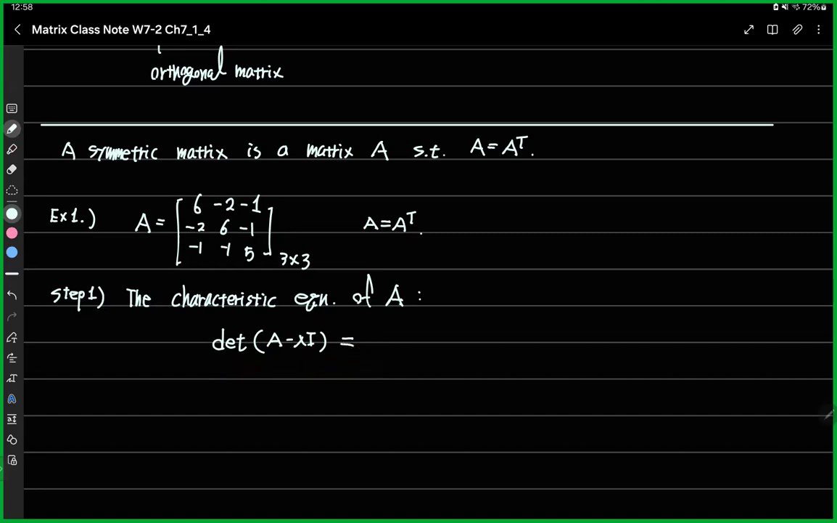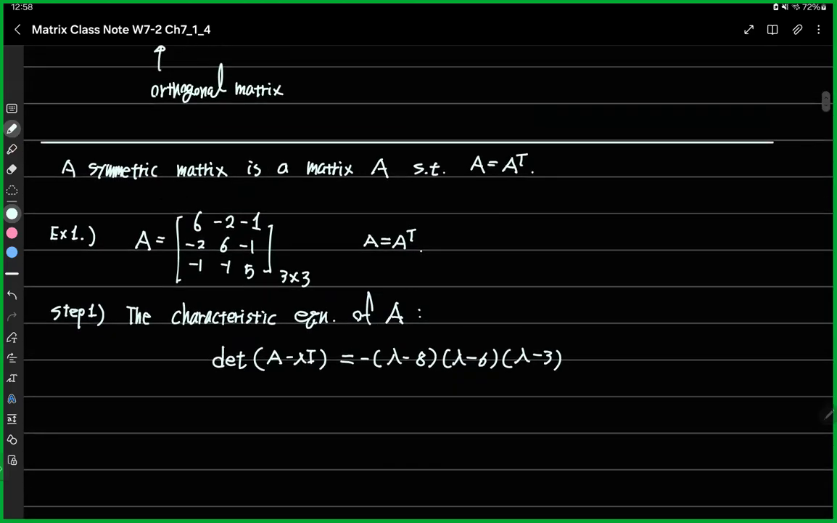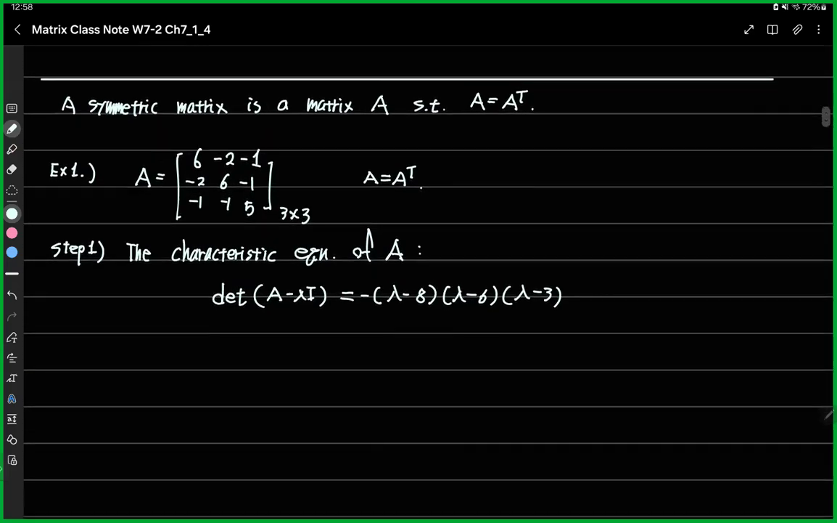Let me use cofactor expansion, but let me skip the process. You're going to get minus, lambda minus 8, lambda minus 6, and lambda minus 3. Please check this to see if it is right. But anyway, we got three eigenvalues: lambda equals 8, lambda equals 6, and lambda equals 3.